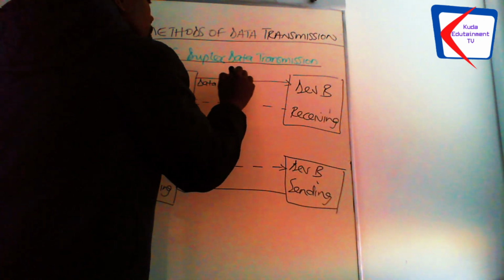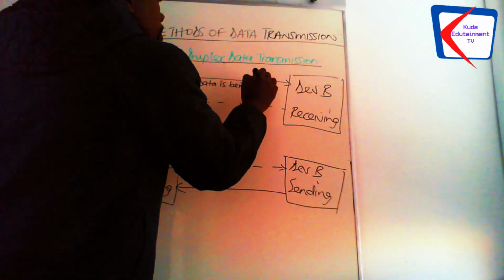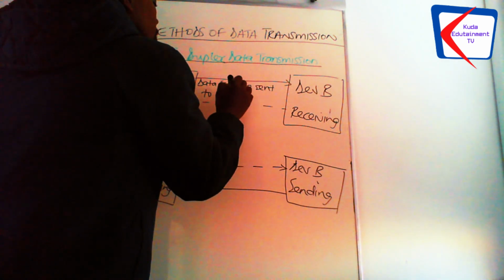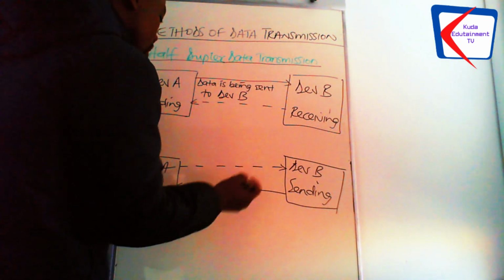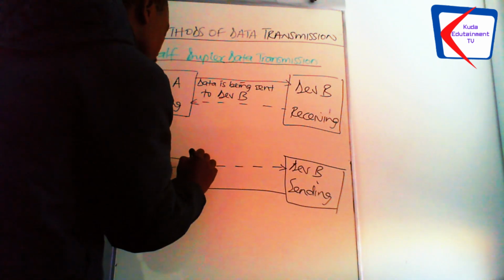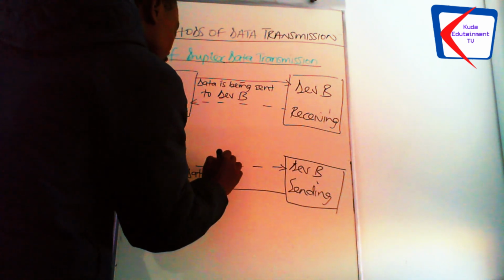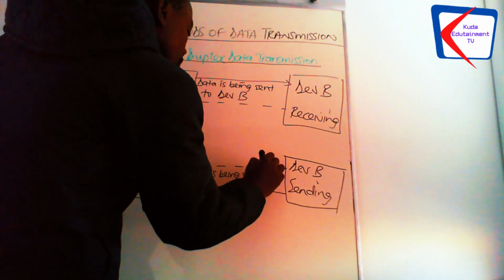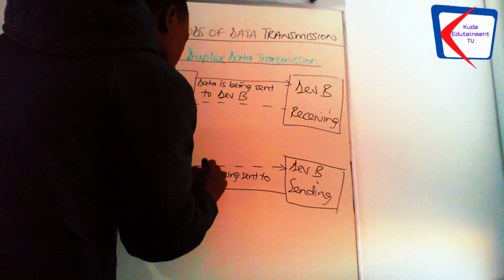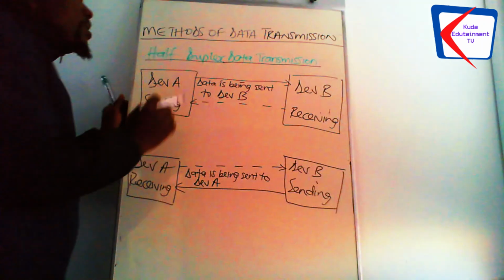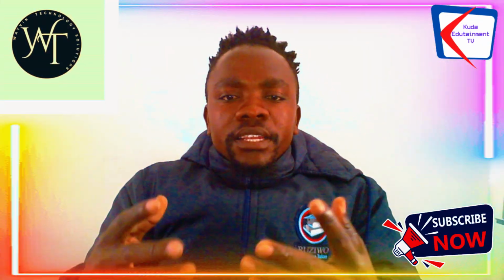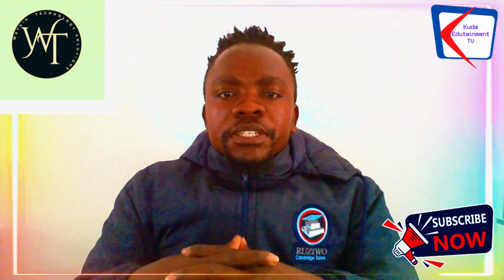Data is being sent to device B, and then here data is being sent to device A. So this is half duplex data transmission. Those were the last three methods of data transmission that we looked at.